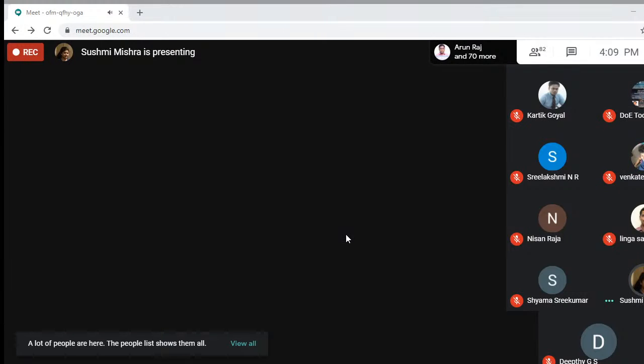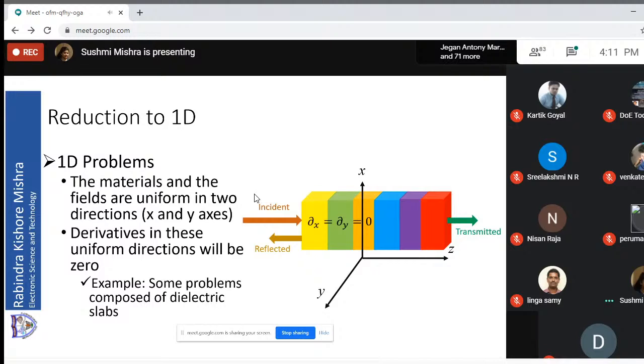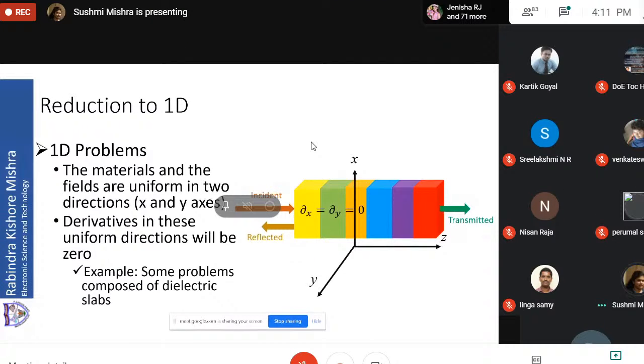So y x will be 0. So if I put an incident wave, something will get reflected and something will get transmitted. My job is to find out how to obtain it. Go to the next slide.